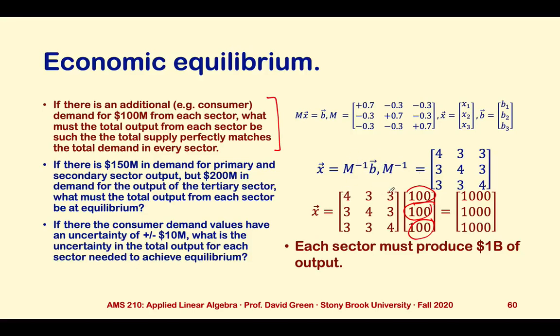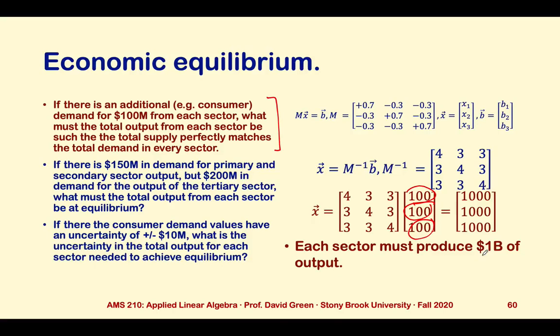400 plus 300 plus 300 is 1,000. 300 plus 400 plus 300 is 1,000. 300 plus 300 plus 400 is 1,000. This gives us our result that each sector must produce $1 billion worth of output in order to satisfy $100 million of consumer demand or external demand, as well as satisfying the demands on producing output from each sector.